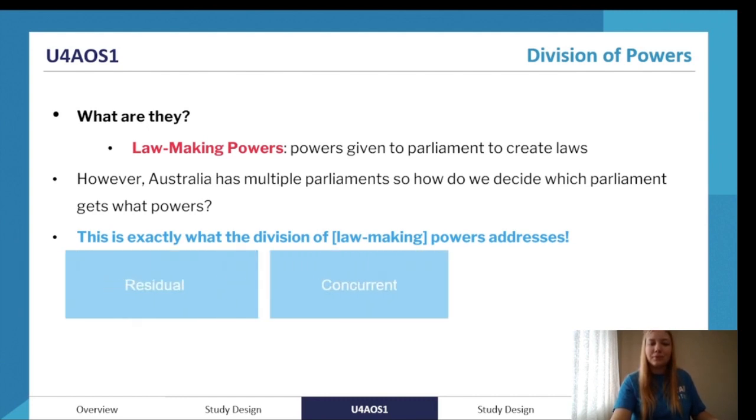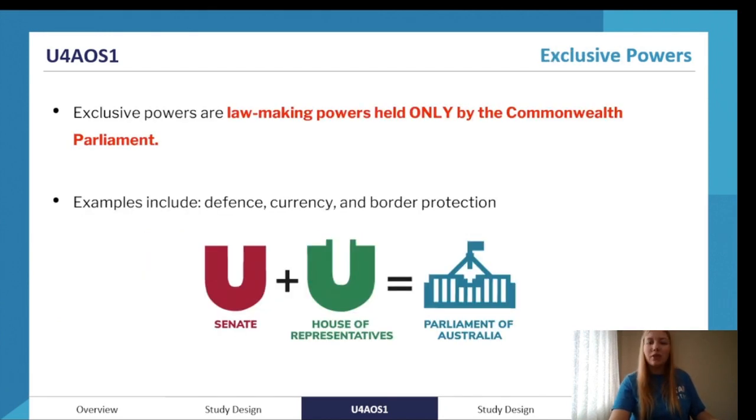So these are exclusive, concurrent, and residual powers. Having a look more in depth, exclusive powers, the title is so self-explanatory. They are exclusive to the Commonwealth Parliament. Only the Commonwealth Parliament can legislate in these areas. The states can absolutely never legislate under any circumstances in these areas.